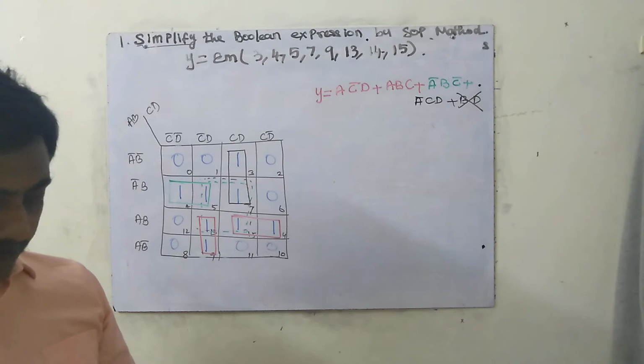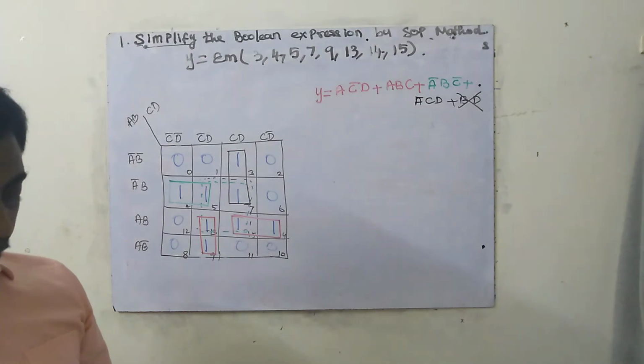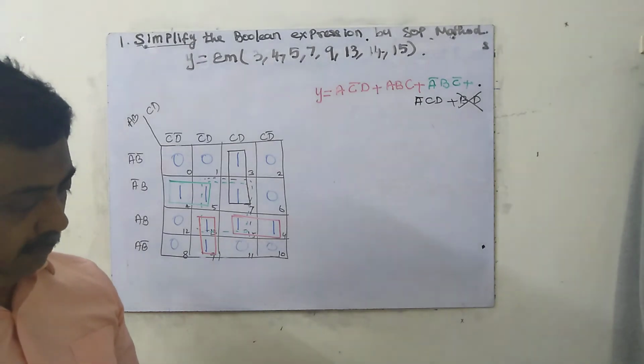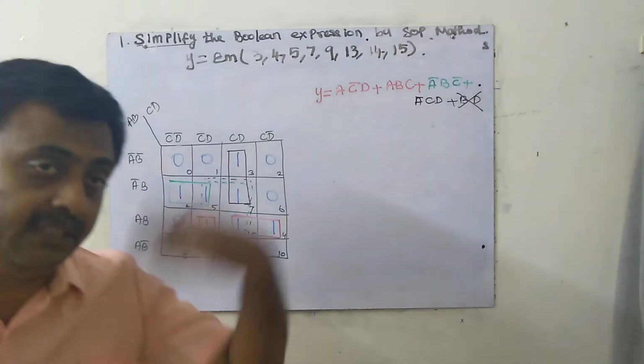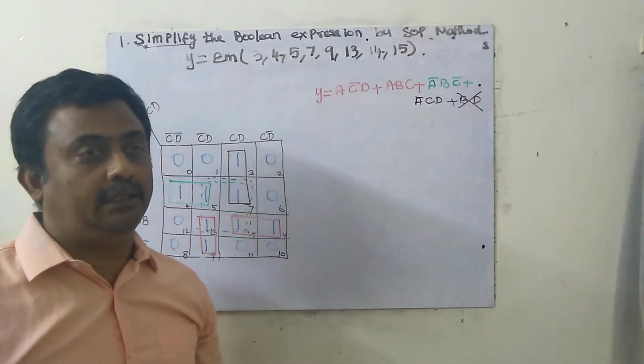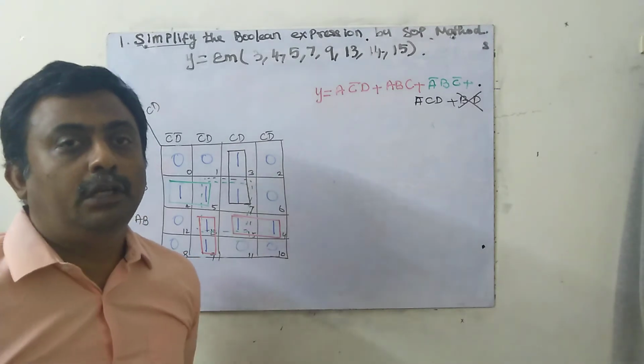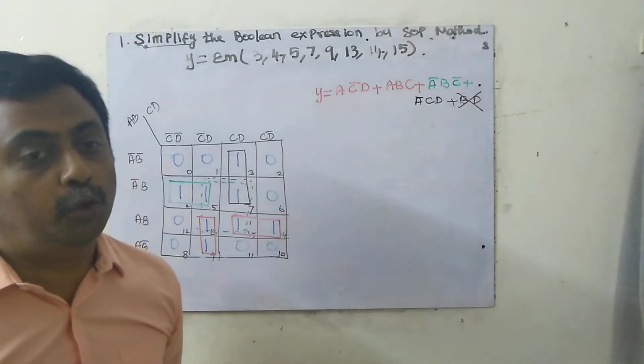Okay, 5 variable with don't care condition. 4 variable or 5 variable? No, we will go for don't care condition. In the next video we will see about 5 variable. Now we will see about don't care condition.